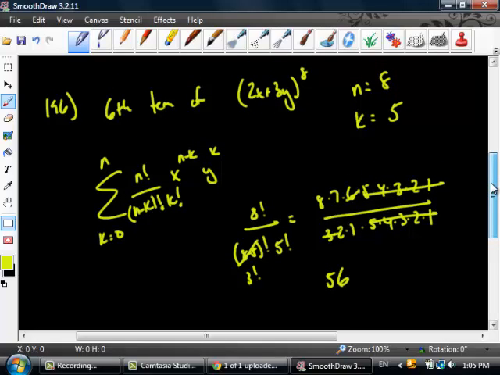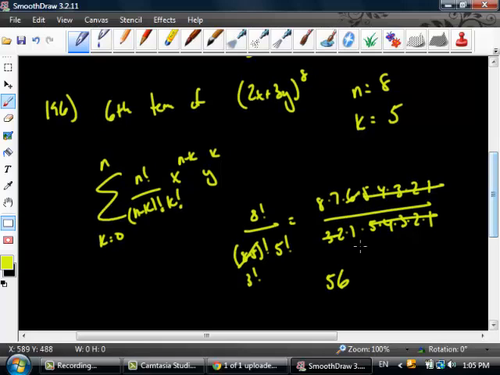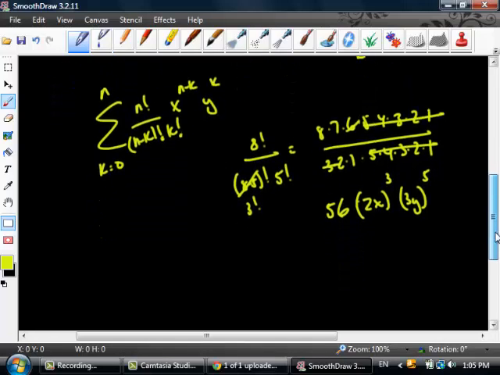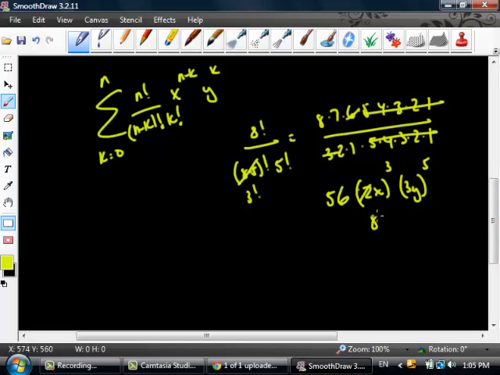Let's see here. And then it's going to be x to the, sorry, so it'll be 2x to the n minus k, so that's 2x to the third, times y, so that'd be 3y to the k fifth. Okay, so I need someone with a calculator. This is 8. I need someone with 3 to the fifth. 243?